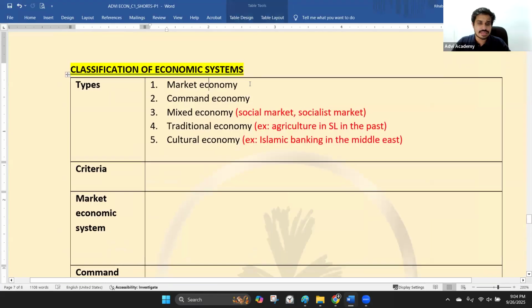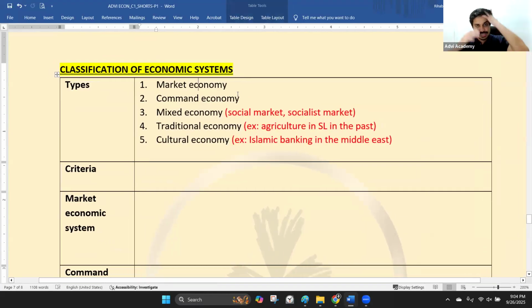There's something called market economy, command economy. Then there's something called mixed economy. There are 2 types of mixed economy, social market and socialist market. And then there's something called traditional economy and cultural economy.